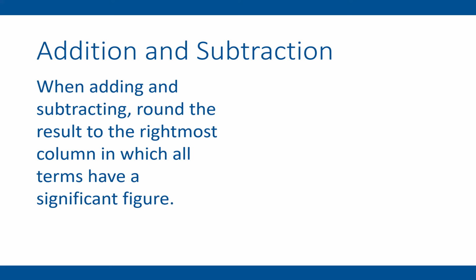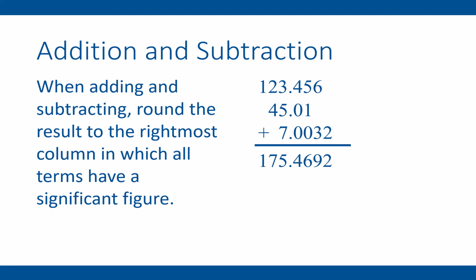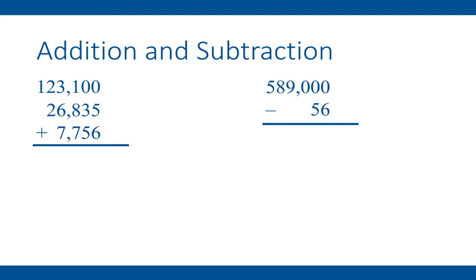When adding and subtracting, round the result to the rightmost column in which all terms have a significant figure. For example, we want to add these three numbers. How many significant figures do we have? All quantities have significant figures in the hundredths column. If we move farther to the right than that, we will not have a significant figure in the middle term. We round our result to the hundredths place. Now you try some. Pause the video, work these problems, and restart the video to see how you did.